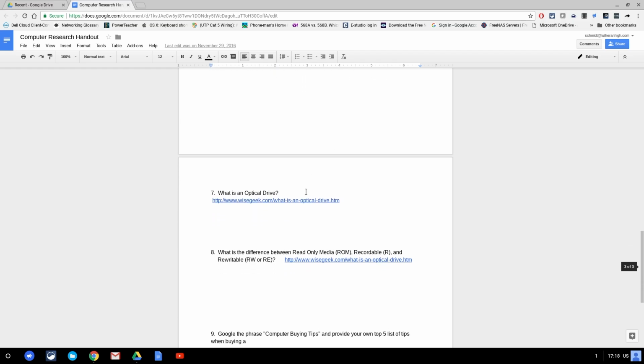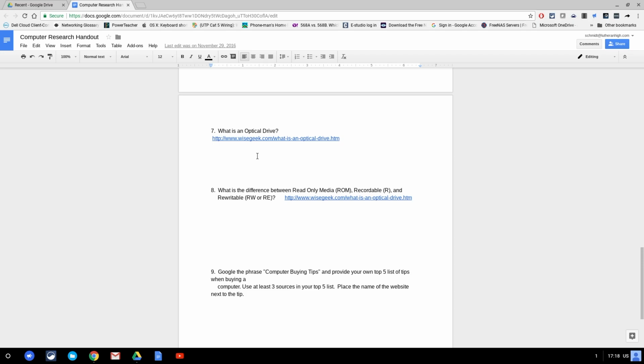An optical drive is also referred to as a CD drive or a CD/DVD drive. It allows you to store data onto a disk that you can move around. I know they're becoming less and less common now, but it's still good to know and have them because a lot of times your backups and things will be stored on an optical drive. Which actually leads into question 8, the difference between read-only media, recordable media, and rewritable media.